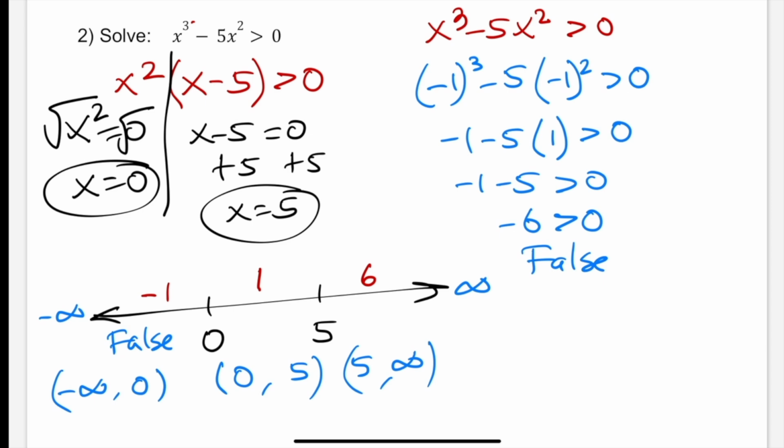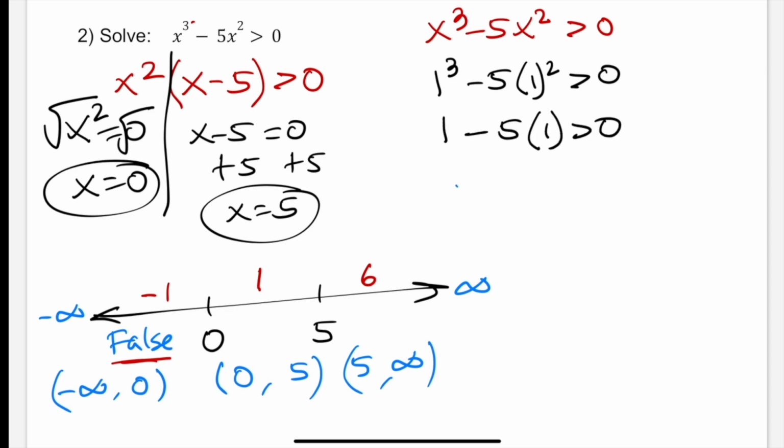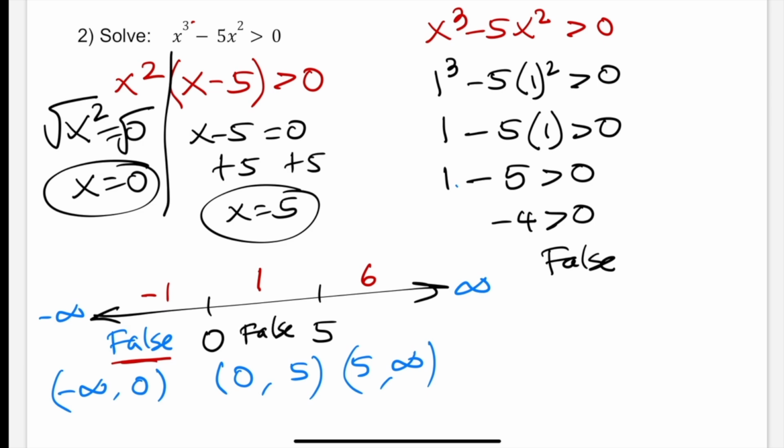I said my first interval came out to be false. Let's check 1. 1 cubed minus 5 times 1 squared. 1 minus 5 times 1 is 5. 1 minus 5 is negative 4. Is negative 4 greater than 0? That's false. So this interval is false.